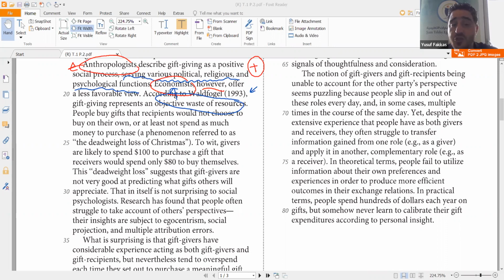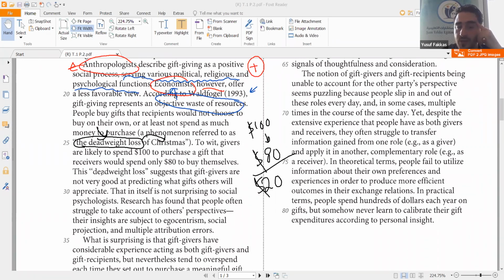Now, people buy gifts that recipients would not choose to buy on their own, or at least not spend as much money to purchase. And this is referred to as what? This is very important. It's the deadweight loss of Christmas. Okay? To wit, which means let's think about it. Givers are likely to spend $100 to purchase a gift that receivers, if they wanted to buy it on their own, would spend only $80 to buy themselves. That's the deadweight loss. If you want to buy a gift for somebody, you are willing to spend $100. But if this person wanted to buy this thing on his or her own, they would not pay more than $80. So that $20 difference is the deadweight loss. So this deadweight loss suggests that gift givers are not very good at predicting what gifts others will appreciate.